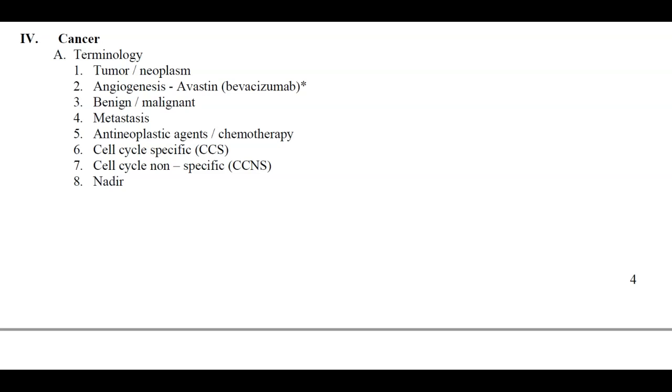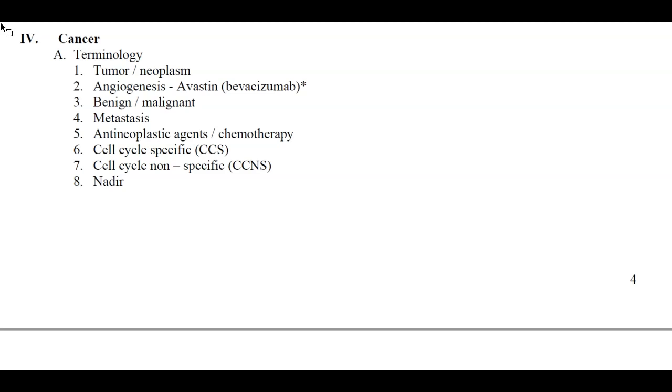Anti-neoplastic agents or chemotherapy are basically drugs used to treat cancer. Cell cycle specific anti-neoplastic drugs are cytotoxic during a specific phase of the cell growth cycle or cell cycle. Cell cycle nonspecific, on the other hand, are anti-neoplastic drugs, or drugs used to treat cancer, that are cytotoxic in any phase of the cell growth or cell cycle, so nonspecific to the phase of the cell cycle.